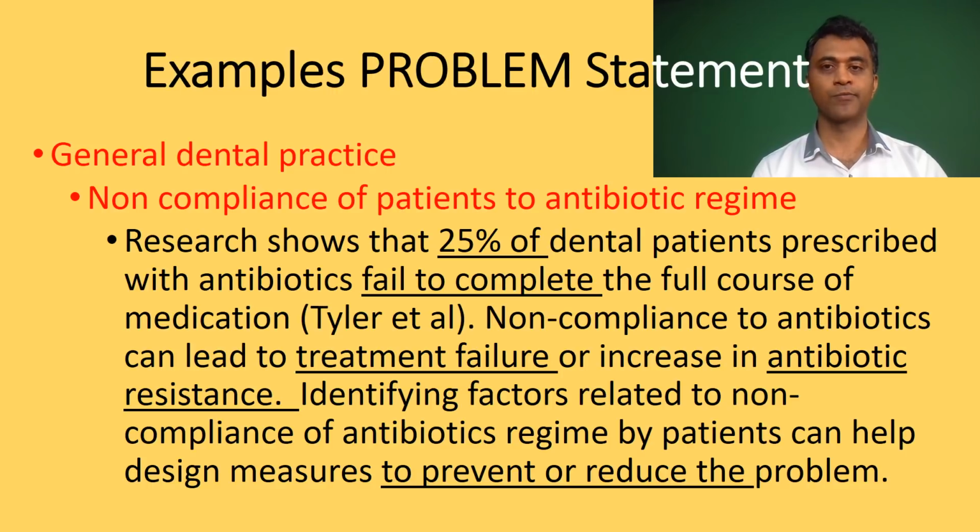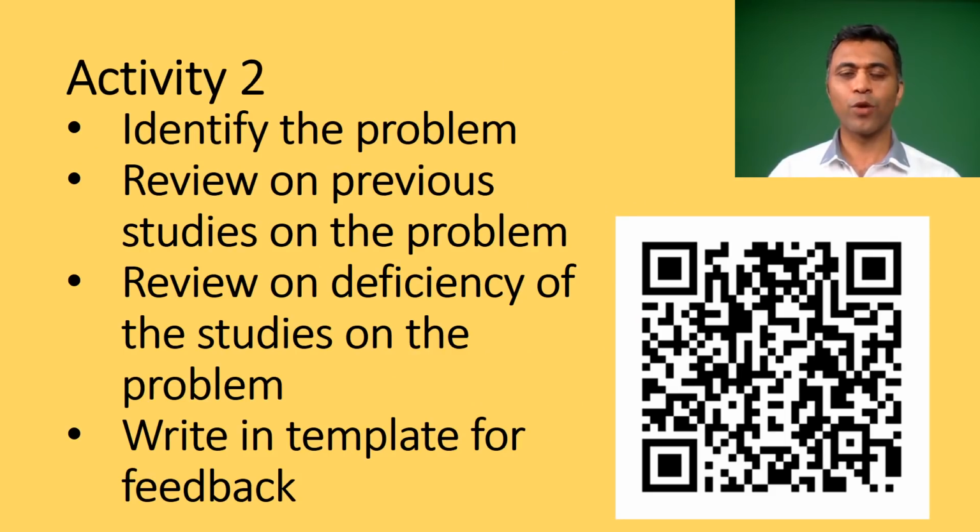I have justified it. Let us do a small activity, continued from the previous one. Based on the topic selected, identify the problem and review related studies. Find what is lacking or has not been done in the studies related to the problem that you have reviewed, and make a problem statement of what you would like to do as research. Use the same Word file used in the previous activity and send it to me for feedback. If you do not have the Word file, please scan the QR code to access it. Pause the video to scan.